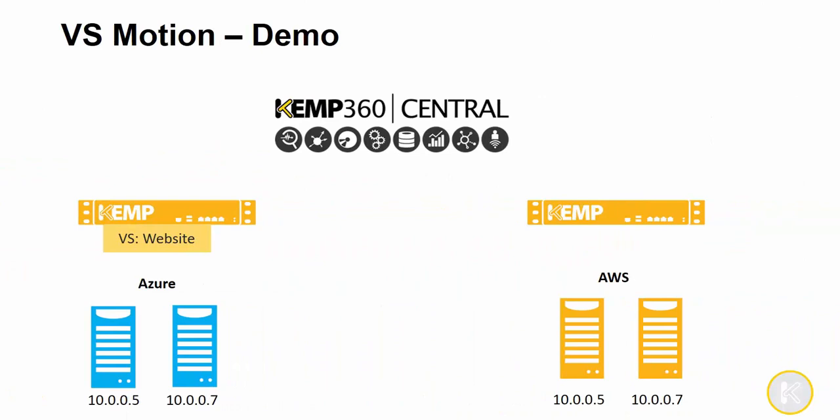In this demonstration, I have a Kemp LoadMaster running in Azure. Let's call that my development environment. And I'm moving this to AWS, which is my QA environment. I have my real servers that are running my workload in both environments, and they have the same IP addresses. With Kemp360 Central and VS Motion, I could simply copy the virtual service and all the settings from the LoadMaster that's running in Azure over to the Kemp LoadMaster running in AWS.